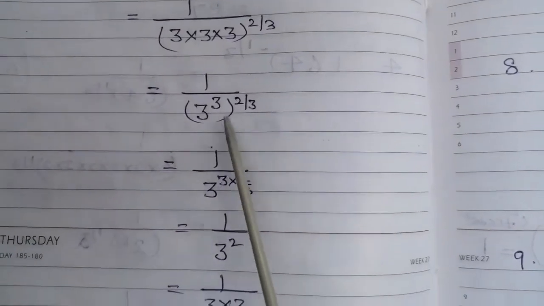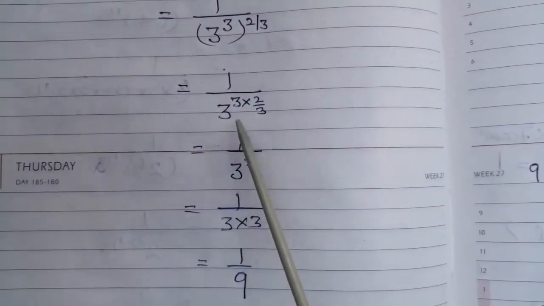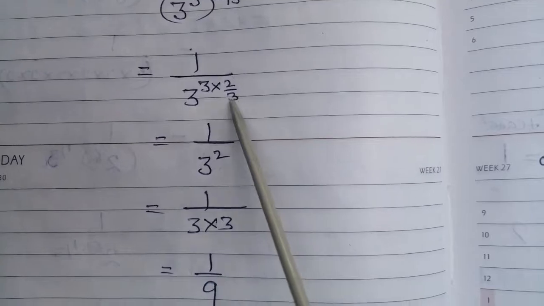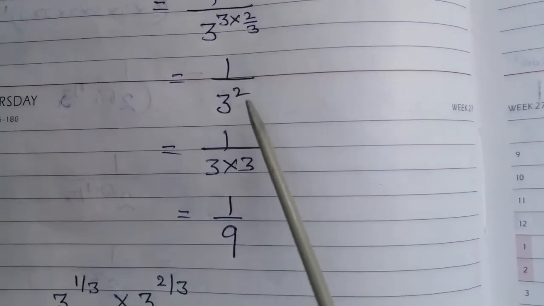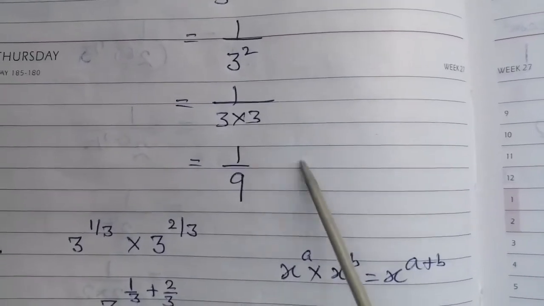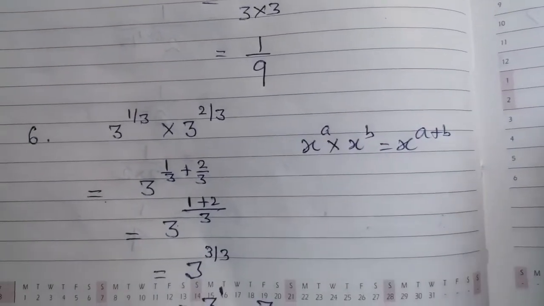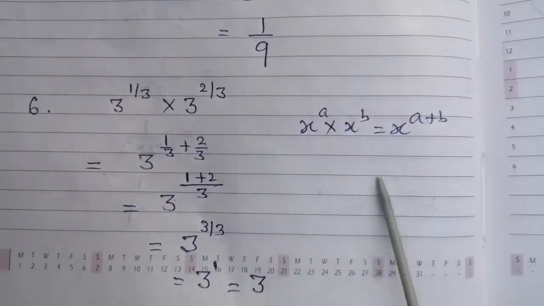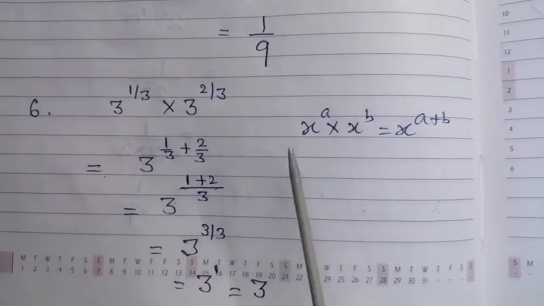So powers will get multiplied. So 1 over 3 raised to power 3 into 2 over 3. So 3 will get cancelled. So 1 over square of 3. So multiply 3 2 times. So 3 into 3 will be 1 upon 9. I hope it's clear.